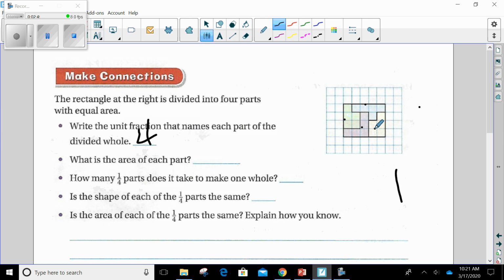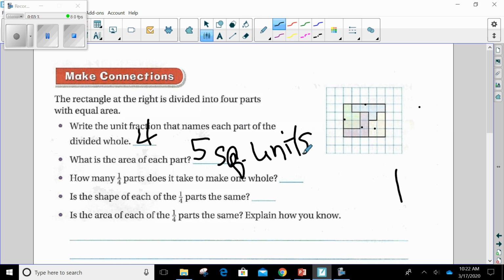Well, how many squares are in each of those parts? Well, if I look at one, I see 1, 2, 3, 4, 5. The same in each of the others. Okay, there are 5 squares. 5 sq. The sq is short for square units.